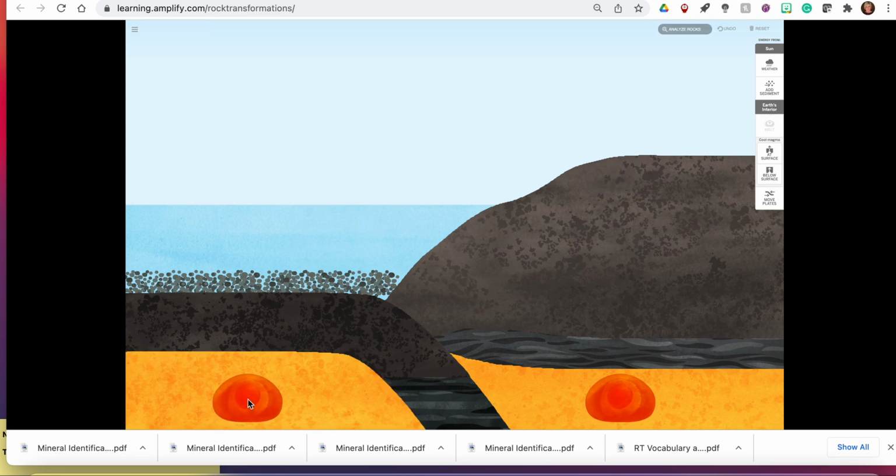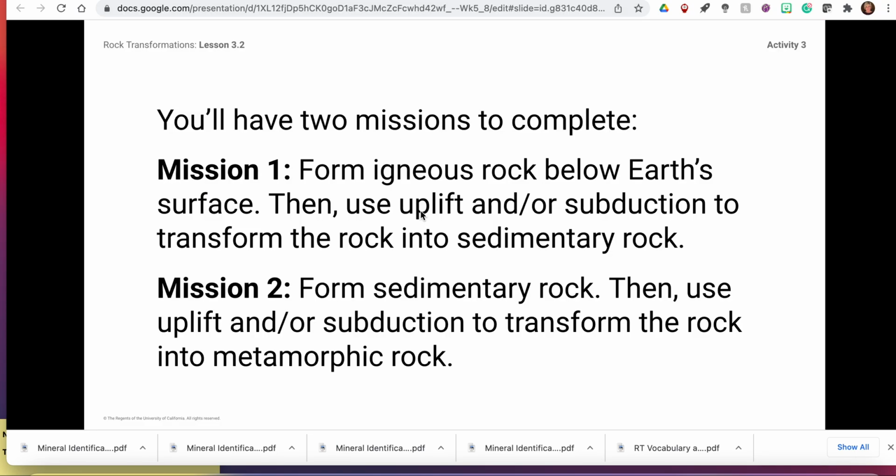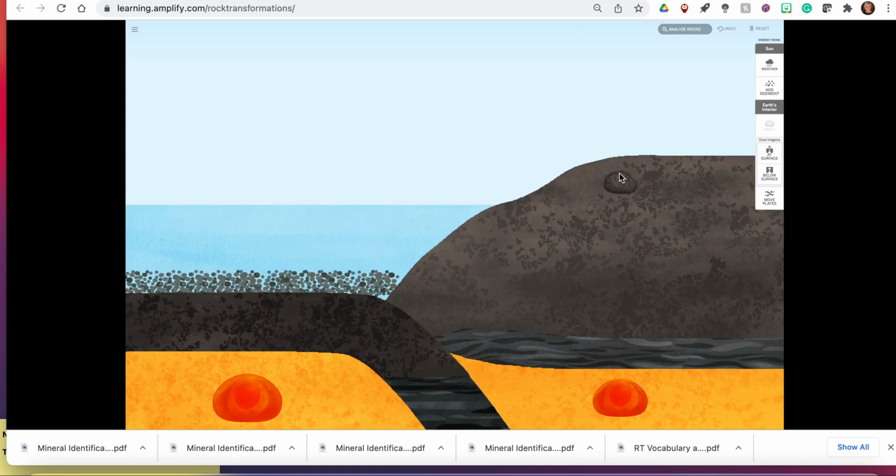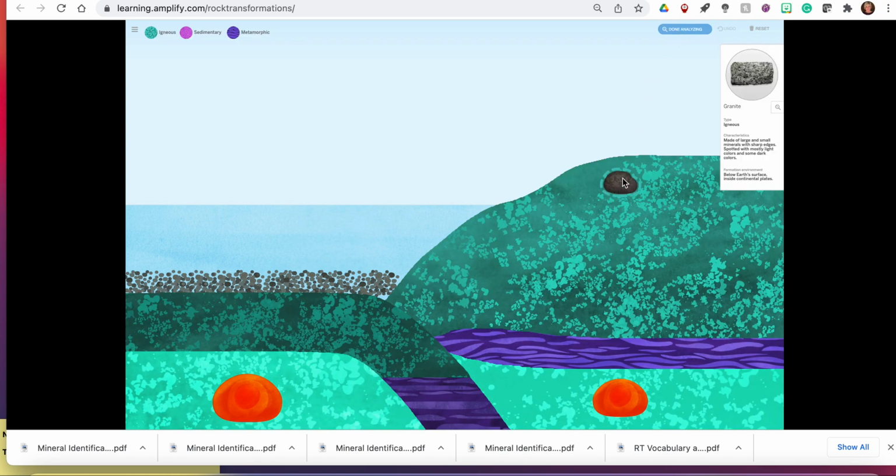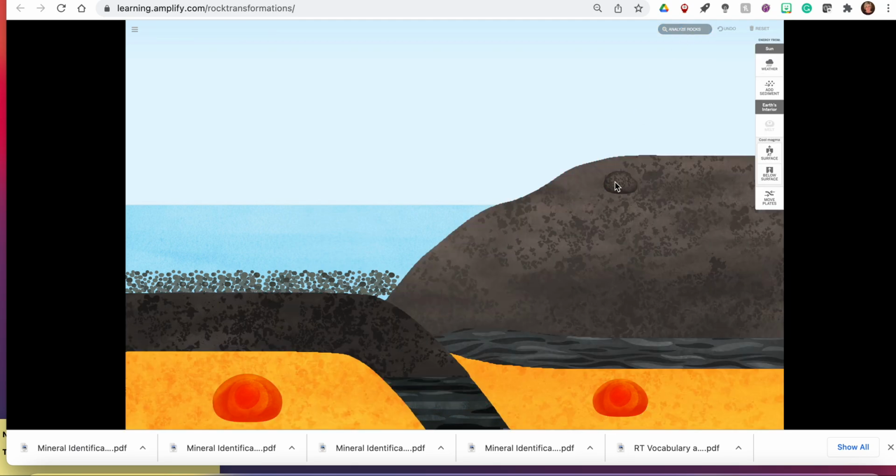And then it wants me to cool and harden below the surface. So I'll do that right now. I'll do this one over here. Okay, so below the surface. Now, the next thing I have to do, it says, use uplift and or subduction to transform the rock into sedimentary rock. So I want to take this igneous rock, and I know it's igneous because I can look at it right here. It is igneous rock, okay? I need to somehow make that sedimentary rock.